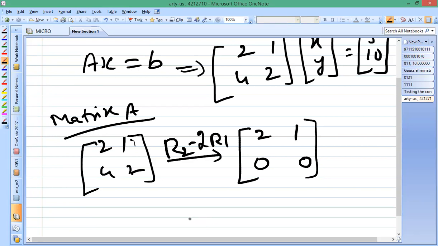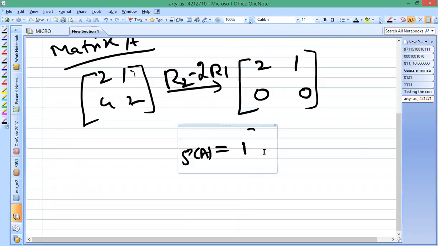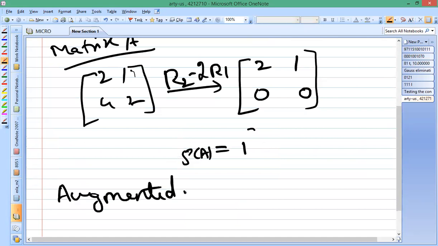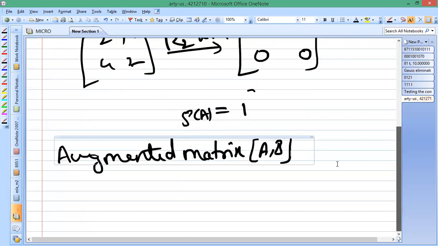So here, what is its rank? 1, because the number of non-zero rows is 1. And similarly, consider the augmented matrix. We need to mention all these terms. Augmented matrix A comma B. So first write the equation, write the matrix form and then solve.